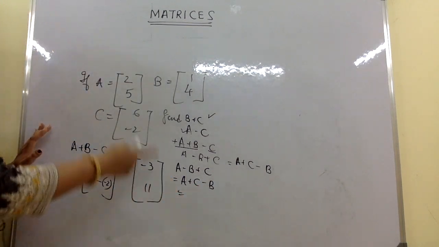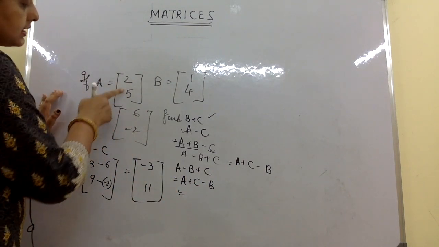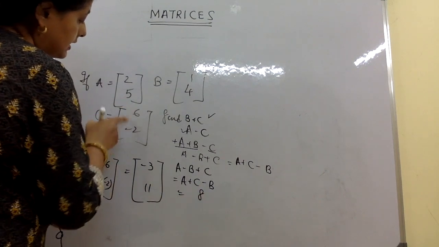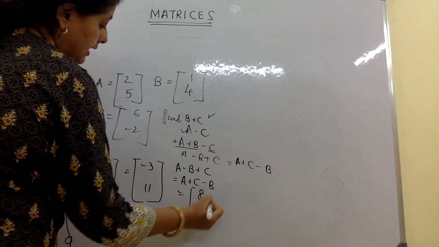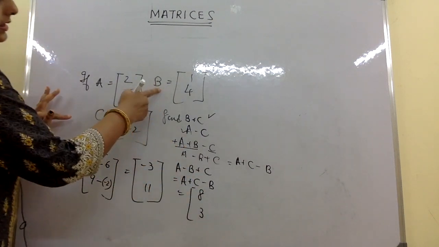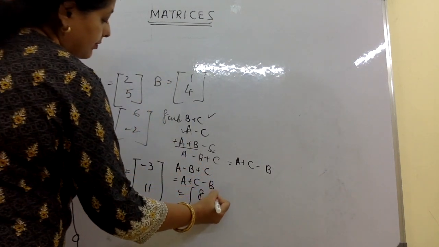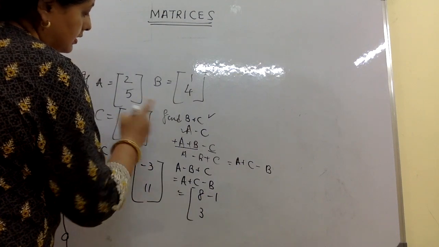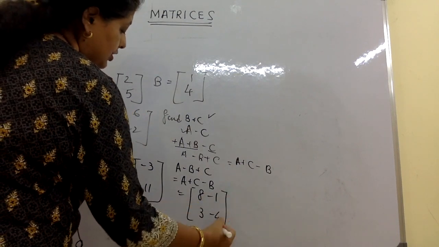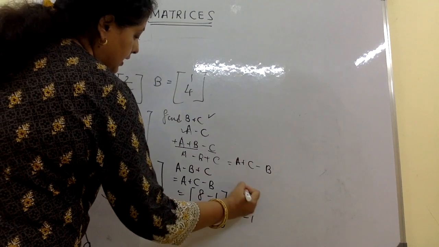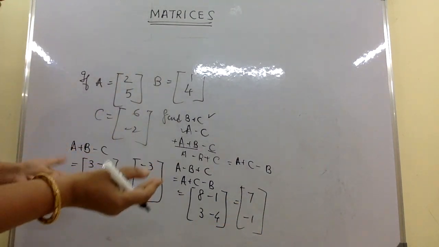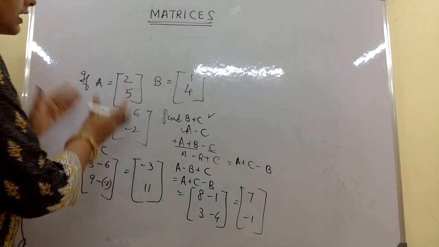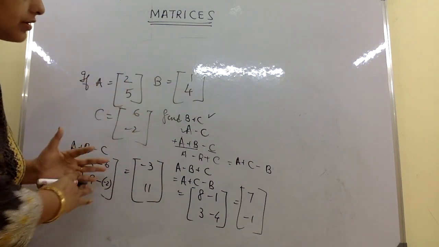Okay, so now a plus c is an 8 and 3. Yes, okay, 8 and 3. From that, let us subtract b. So 8 minus 1 and here minus 4. How much is it coming to? 7 by minus 1. So you can do these steps. You can eliminate some steps. As you saw, I did not write the individual matrices. I went straight to calculations.